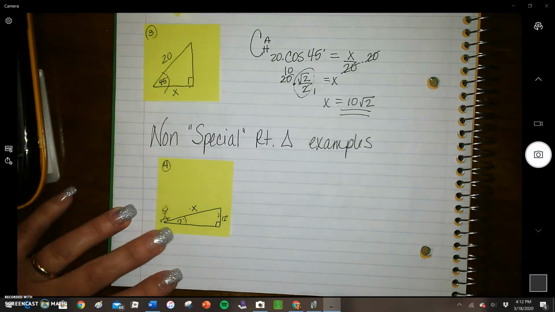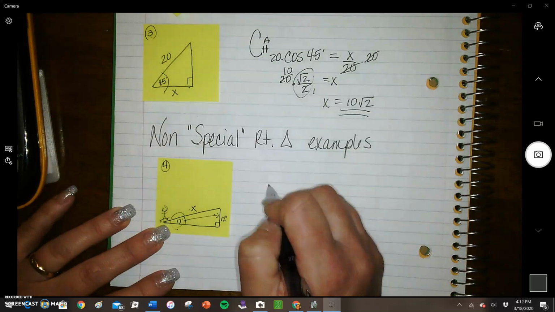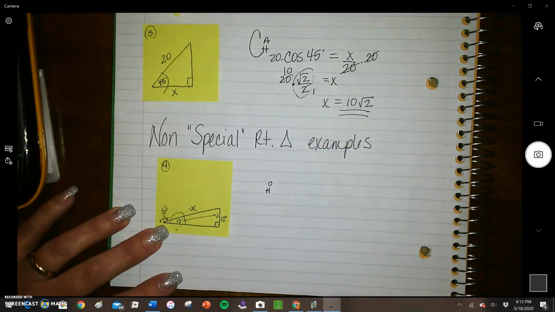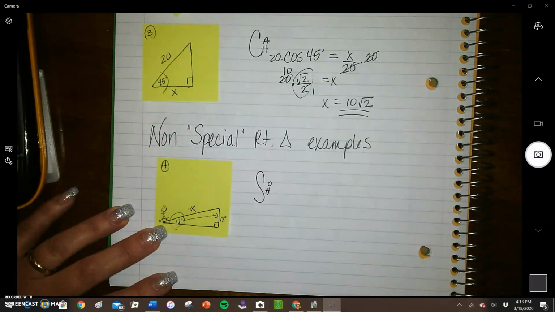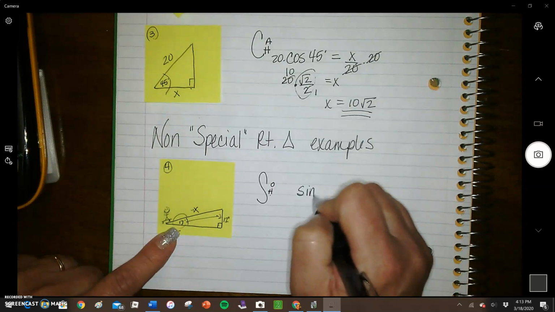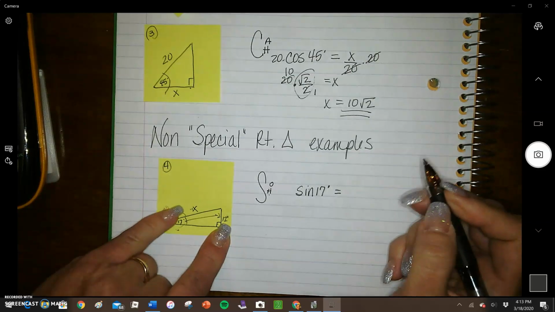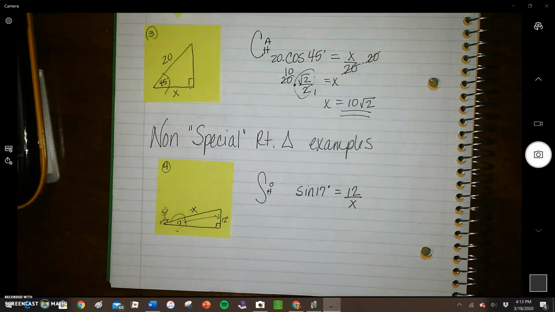Okay, so we're going to go do a trig function. So let's look at our 17. We have an opposite side. We have a hypotenuse as well. And so again, opposite and hypotenuse, that's going to be the sine. So let's go get this set up. So I know that the sine of 17 degrees is equal to opposite over hypotenuse. So I'm going to put 12 over x.